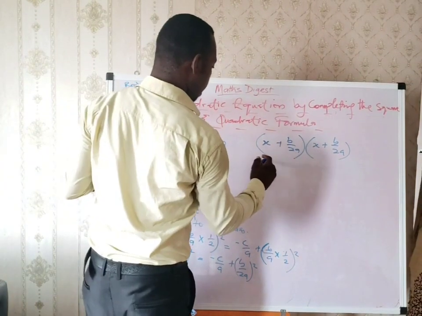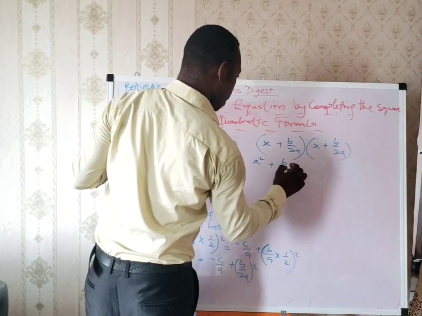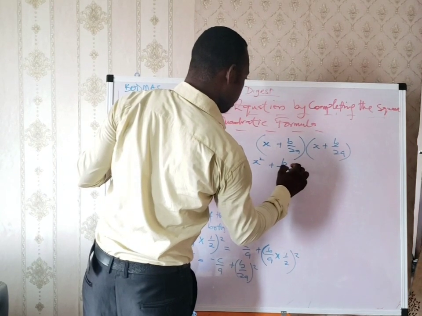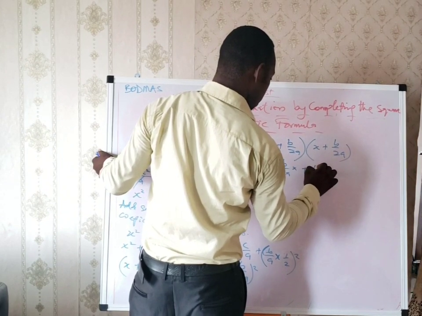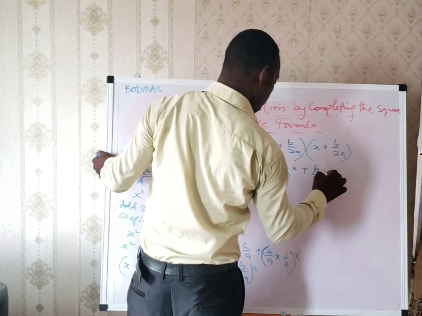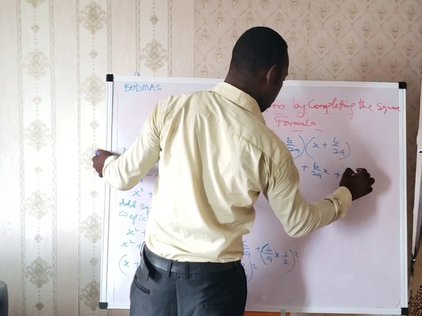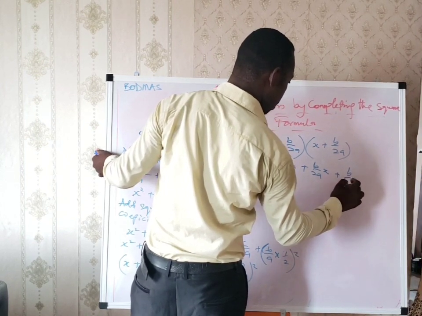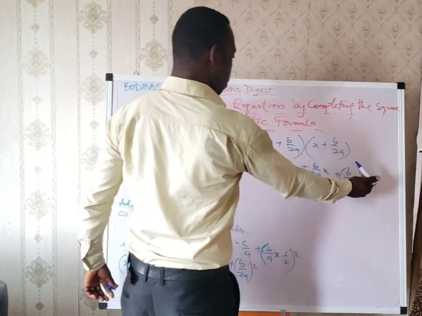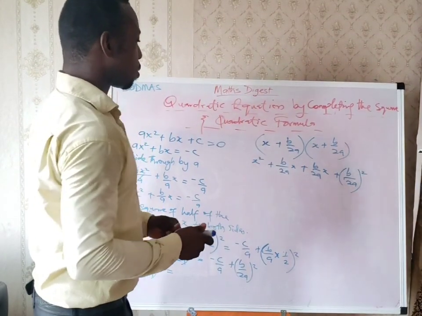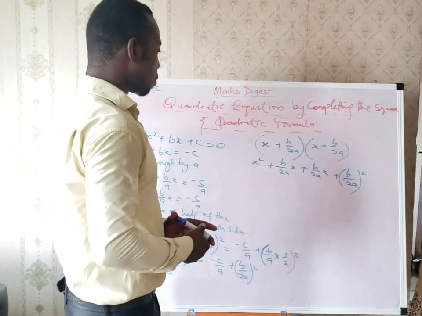Okay, this times this is x squared, this times this is plus b over 2ax. And this times this is plus b over 2ax, and this times itself is plus b squared over 2a, to have b squared over 4a squared, or you still leave it like this. This times this will give you the square of that particular expression or fraction.